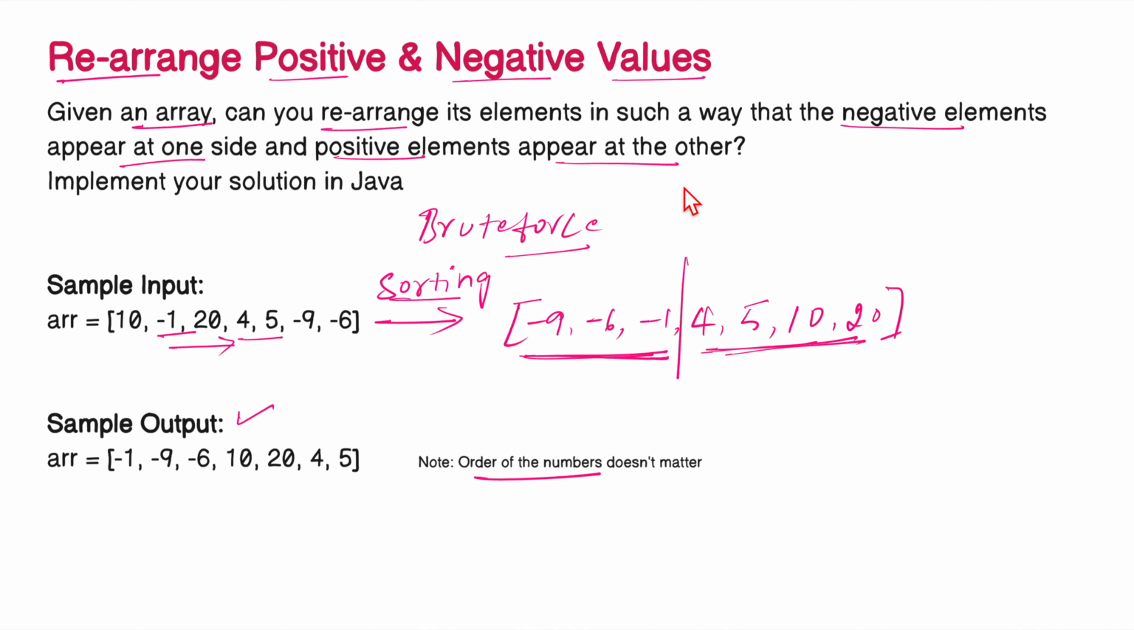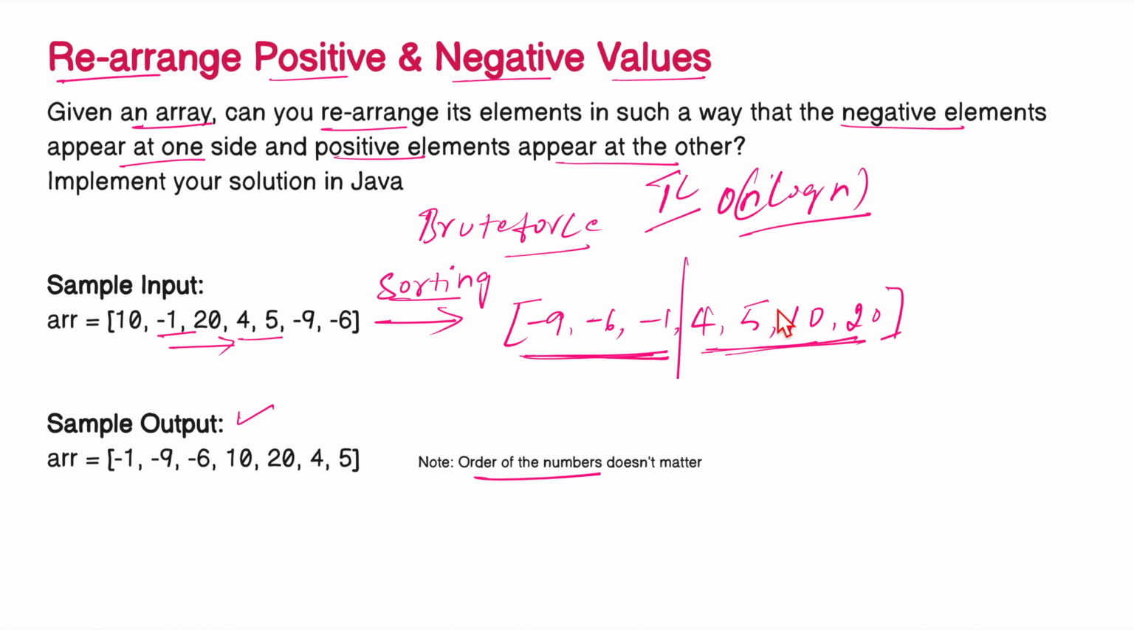But when we consider the time complexity of this solution, it is big O of n log n, and the space complexity is constant. Big O of n log n is not that good a solution. So can we do better than this solution?